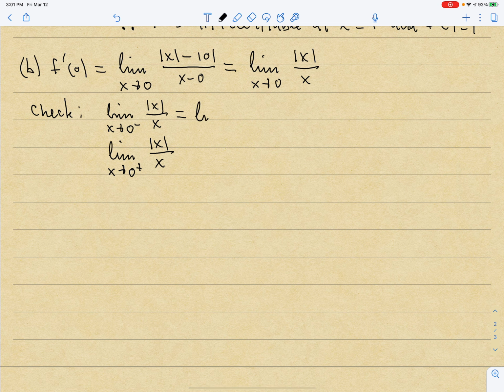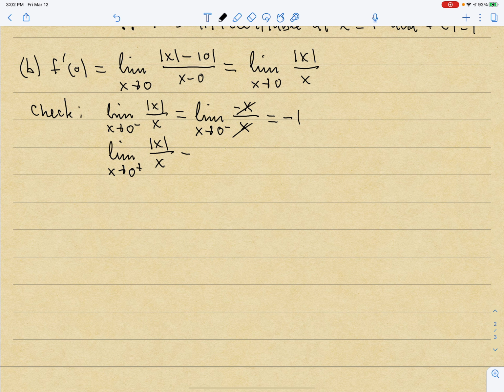What's the first guy? The limit as x goes to 0 minus. If x goes to 0 from the left, it stays negative, right? And if it stays negative, then absolute value of a negative number is a positive number. So absolute value of x is minus x. On the bottom, it's still x. So then x cancels out, and the limit of minus 1 is just minus 1.